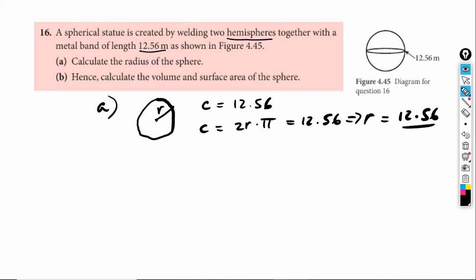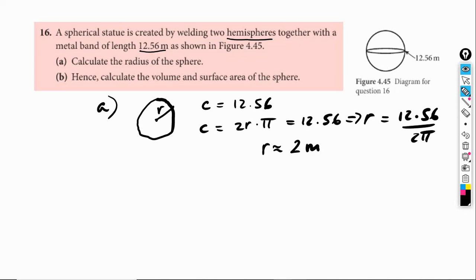Therefore, that means that the radius should be equal to 12.56 over 2 pi. And if we plug that in the calculator, we're going to see that the radius is approximately 2 meters. It gives us like 1.9999 something, but let's round it to 2 meters. So that would be the radius.